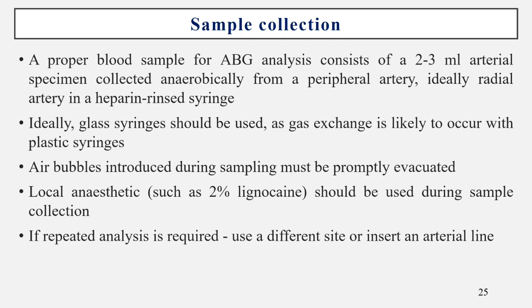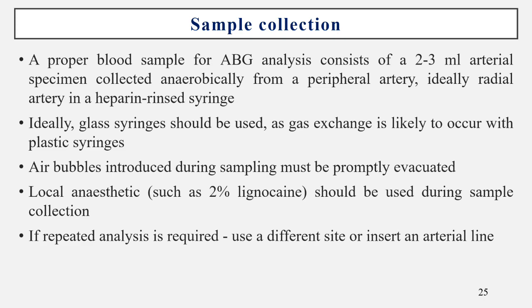Next one is sample collection. How to collect the sample? A proper blood sample for ABG analysis consists of 2 to 3 ml arterial specimen collected anaerobically from a peripheral artery.